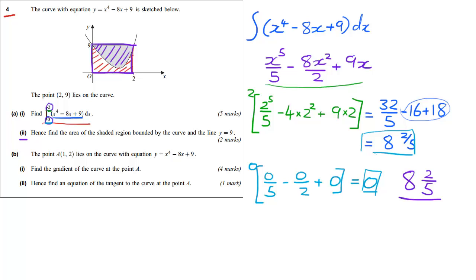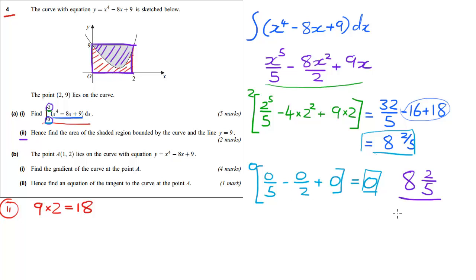So the area of our rectangle, so let's go down here for part 2, part II. Our rectangle is going to be 9 times 2. So the area of our rectangle is going to be 18. So that's this whole purple rectangle there. And then we found out the area under the line, so the red area there.